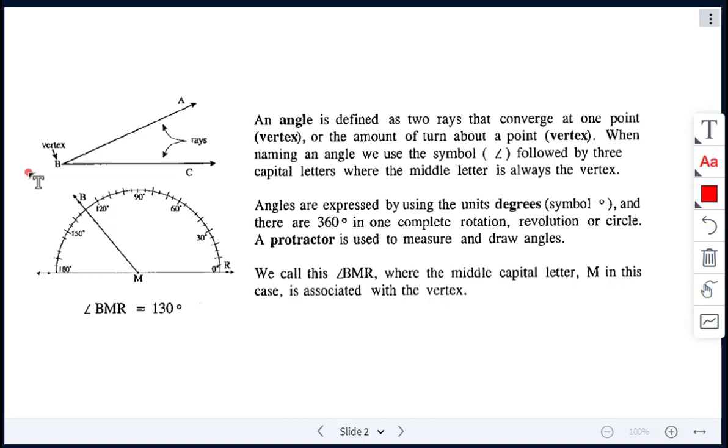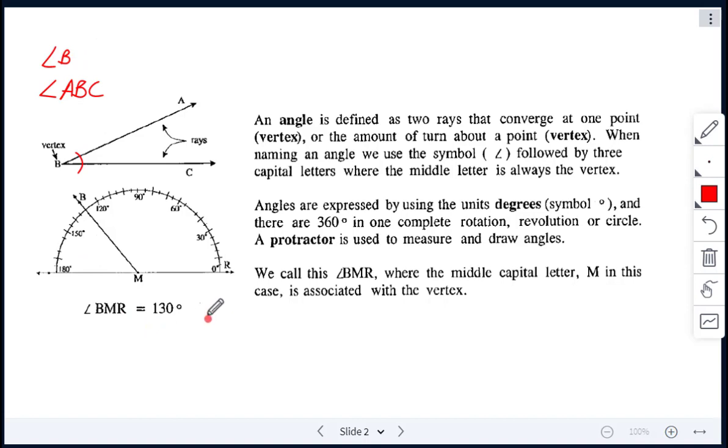When we name angles, we use this symbol. It looks like this. And then we usually use three capital letters, and that middle letter always represents the vertex. So in this case, the angle here would be B. Sometimes it's written as angle B, but other times you'll see it written as angle ABC. Again, that middle letter represents the vertex. So be aware of both methods of writing angles.